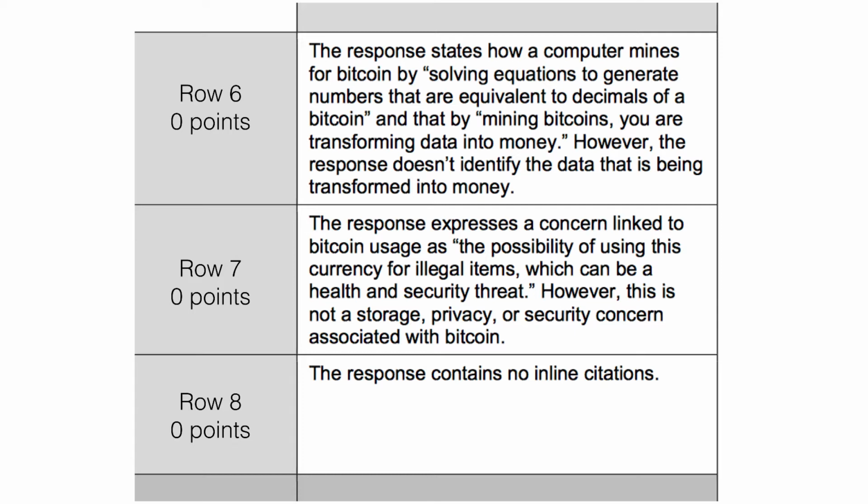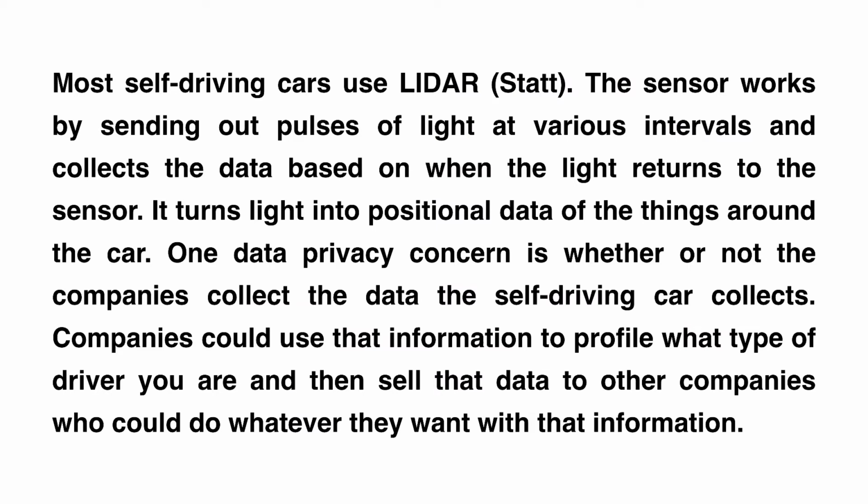Row 7, the response expresses a concern linked to Bitcoin usage as the possibility of using this currency for illegal items. But again, this is kind of like a hacking argument. This is basically saying you could use this for nefarious purposes, but that's not a function of the computing innovation. That's a function of the people who are using it, right? So that's not directly associated with the technology itself. And then there's no inline citations at all, so we can't even give it a point for row 8. No citations. So let's take a look at another one.